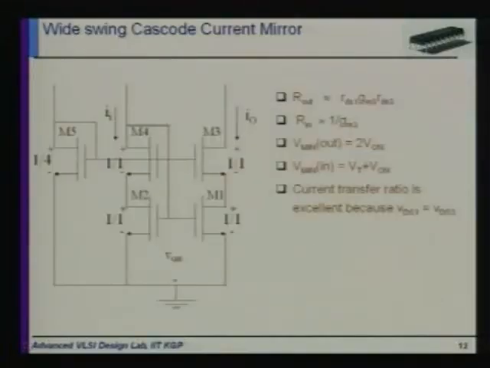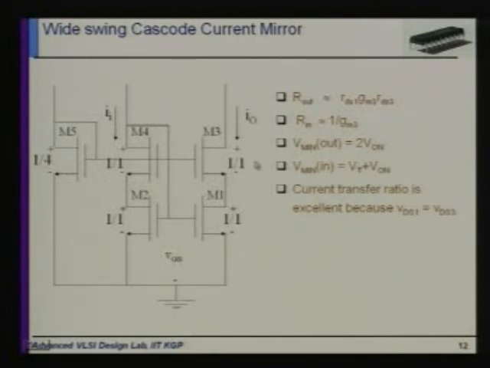Now I am going to the performance properties. The Rout is the same as what was derived for the Wilson current mirror or the cascode current mirror case. The input resistance you can easily calculate because this is connected, and it is approximately given by 1/gm3, because the sizing of this and this and this will be optimized.